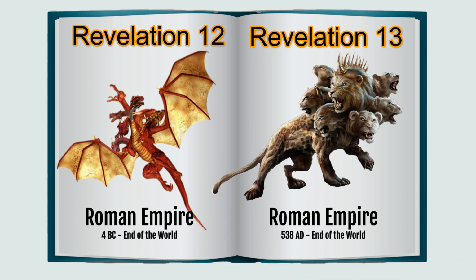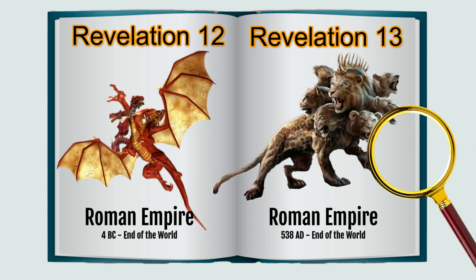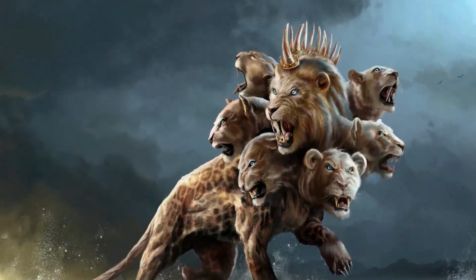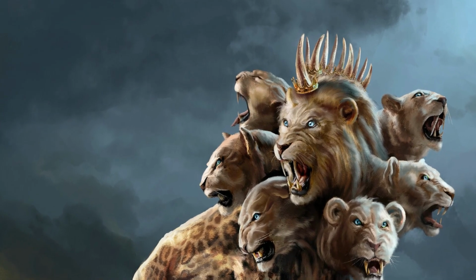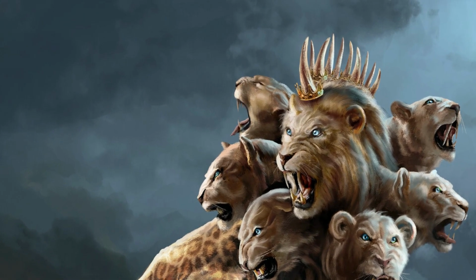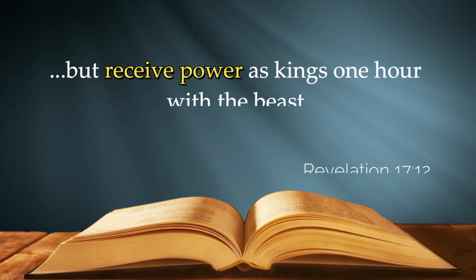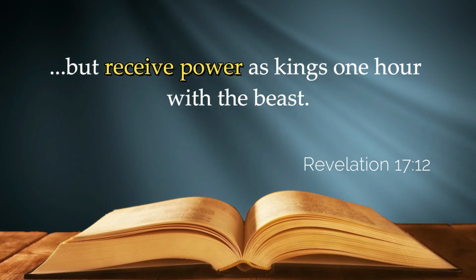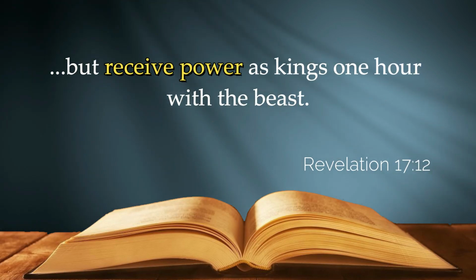But now I want you to look a little closer, and you're going to notice that the 10 horns have 10 crowns. Now, we don't need to guess why the 10 horns have 10 crowns. Revelation 17 reveals to us exactly the reason why. Notice what Revelation 17:12 says regarding these 10 kings in the future. "But they receive power as kings one hour with the beast." And now we understand why Revelation 13 reveals these 10 horns with 10 crowns.